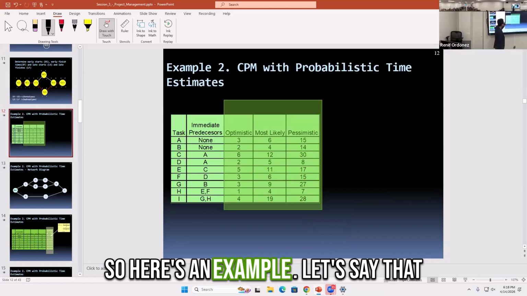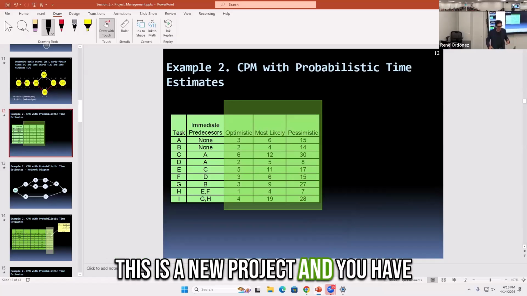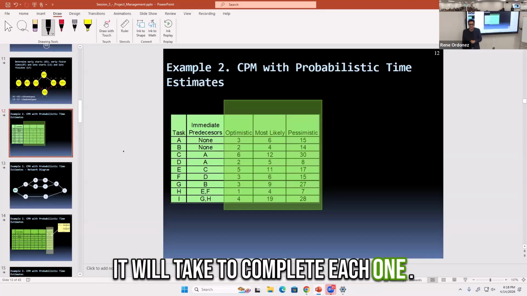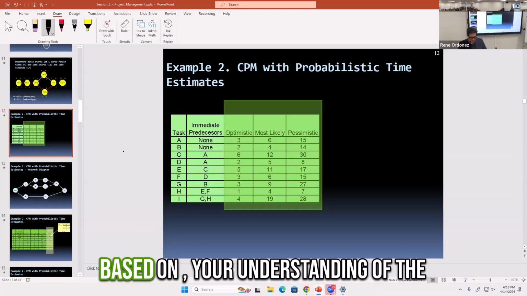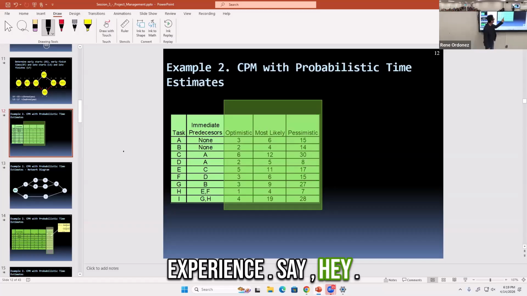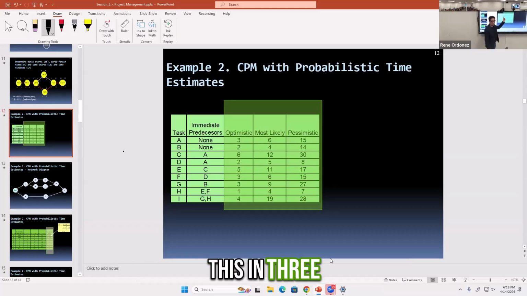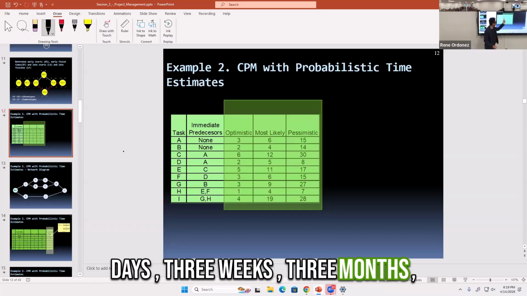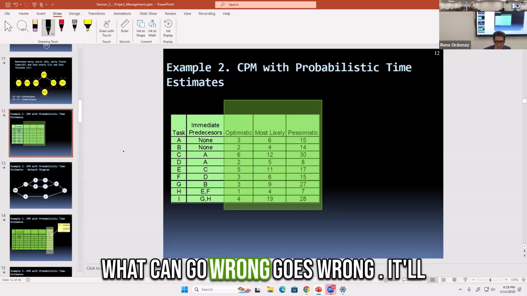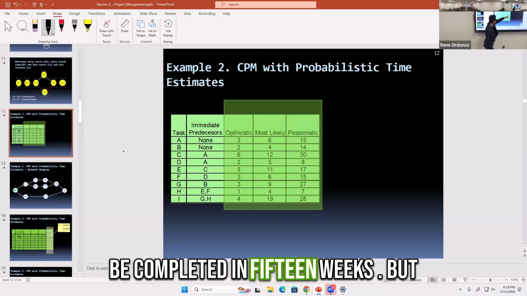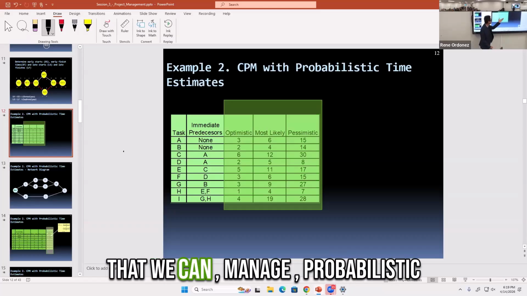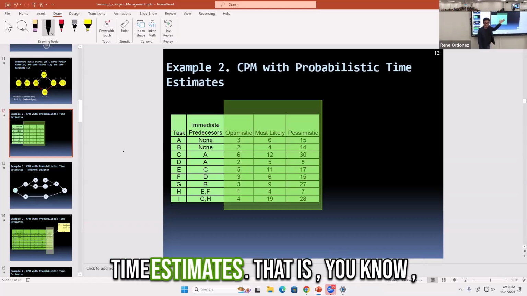Okay, so here's an example. Let's say that this is a new project and you have identified the activities, but you really don't know exactly how long it will take to complete each one. You can simply give an estimate based on your understanding of the project and perhaps experience. Say, optimistically, we can complete this in 3 days, 3 weeks, 3 months, whatever. And if everything that can go wrong goes wrong, it'll be completed in 15 weeks, but most likely 5. So there is a way that we can manage probabilistic time estimates.